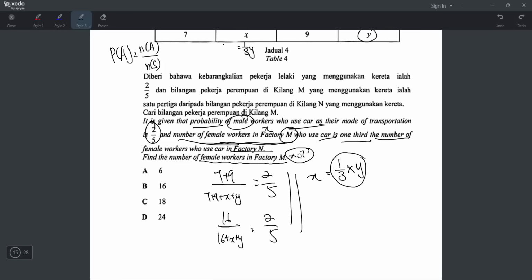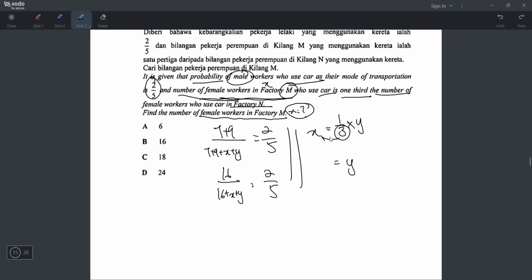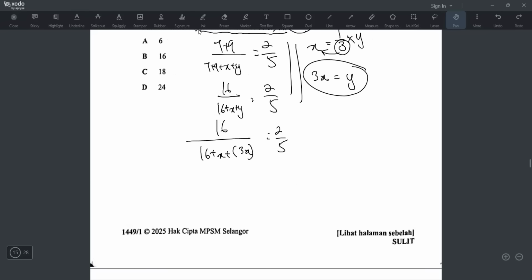But if you plan ahead, you can be smart about this. Because they want to find X, instead of making X single, I'll make Y single. The 3 moves over, so Y equals 3X. Then it becomes 16 over 16 plus X plus Y, and for the Y I substitute 3X, equals 2/5. If you do it like this, you get X straight away.